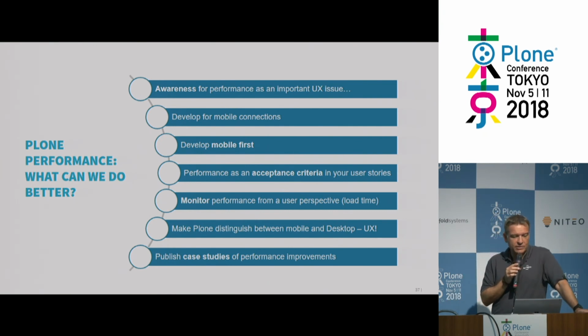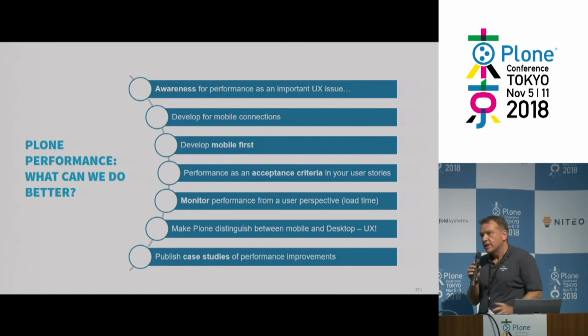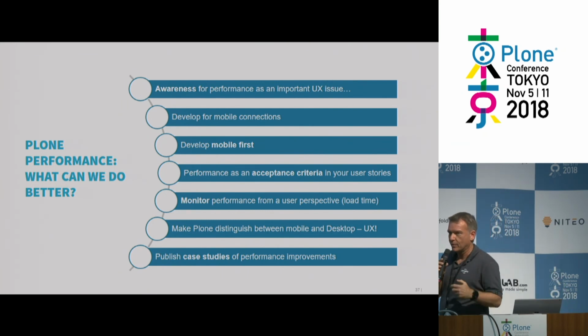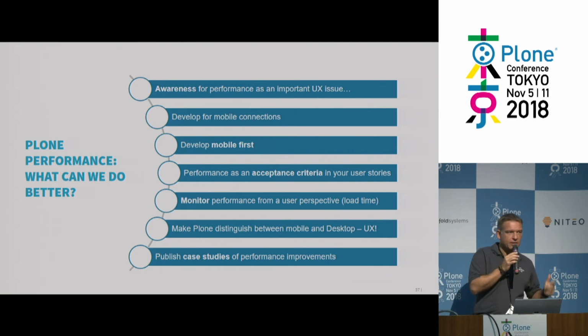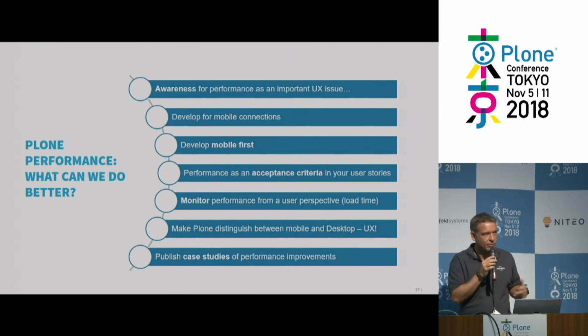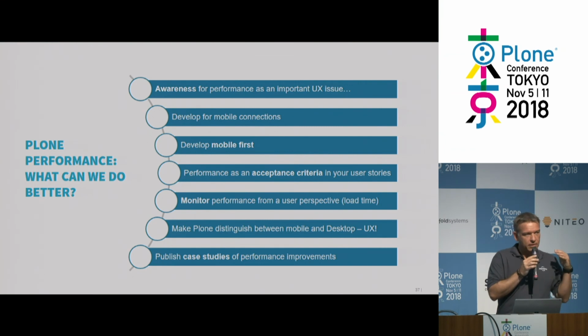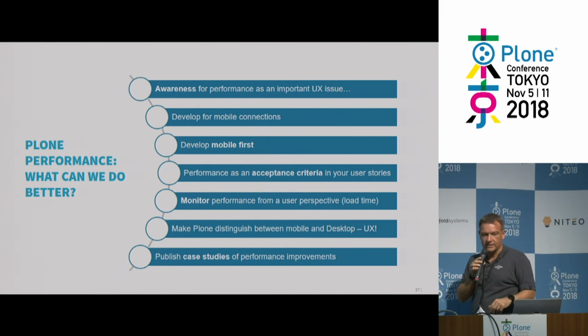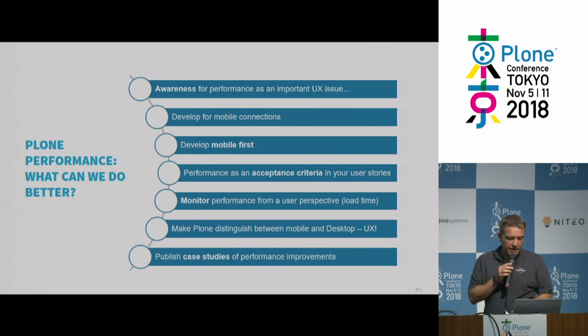Then what about giving performance as an acceptance criteria, for example, in your user stories, so that developers have to look at performance from the very start, and I mean performance from the user's perspective, not how fast JavaScript is or whatever, but really what is the load time of the page, and then look for the technical reasons and see what should be done from the very beginning.